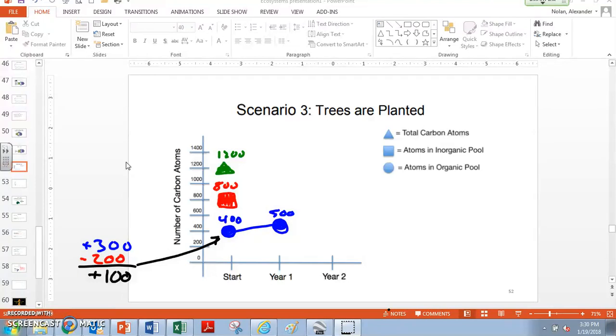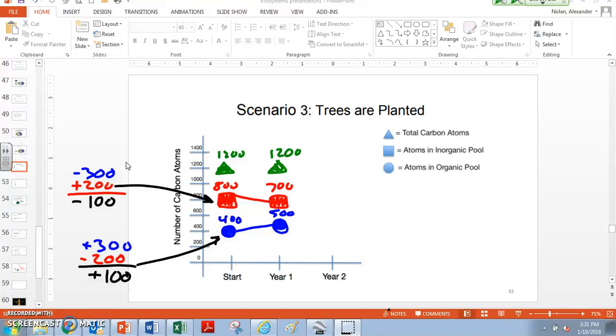If we went ahead and did the same thing to our inorganic carbon, we're going to actually lose 300. We're going to pick up 200. And that's a net flux of negative 100, which means that our inorganic is actually going to shrink to about 700. So we kind of see a decline there. And as usual, our total is going to stay the same.